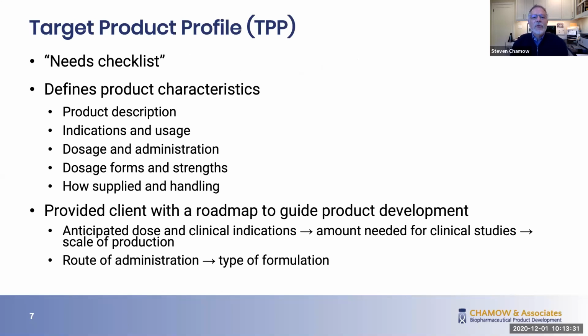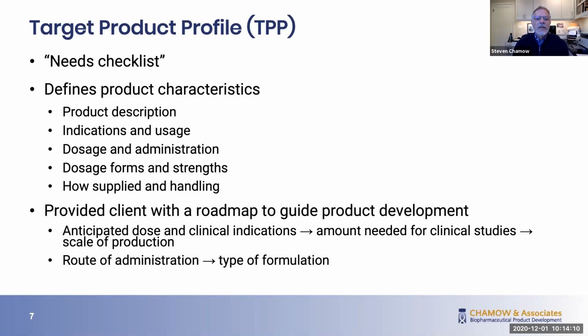So what is the target product profile, or the TPP? This is a very important document that we work with sponsors to develop. It's basically a needs checklist. And what it does is it defines the product's characteristics. So it would be a product description, what are the clinical indications and usage, the dosage and administration, dosage forms and strengths, and how the drug is supplied and handled.